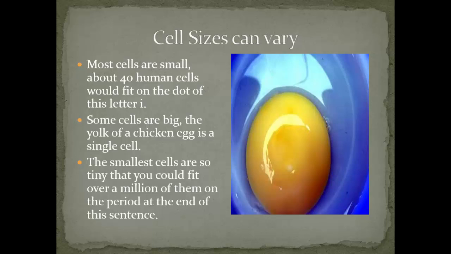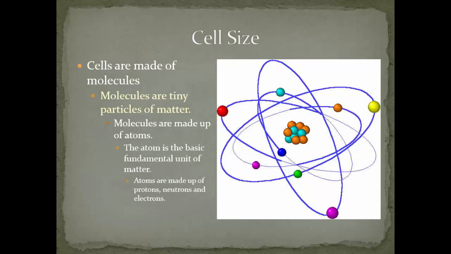Some cells are big, like this egg. This egg yolk is one cell. It's one giant cell. So not all cells are microscopic, and the smallest cells are so tiny that you could fit over 1 million of them in the period at the end of this sentence. So cells are pretty interesting. They're not just this one small dumb thing. They are very complex. They can be very large or incredibly tiny, and they all do these specialized functions.